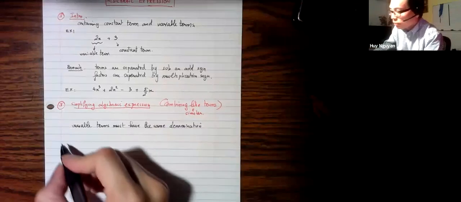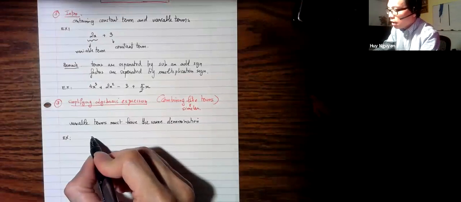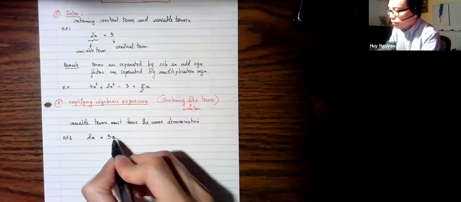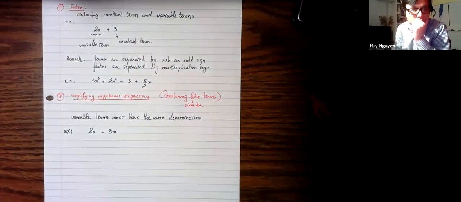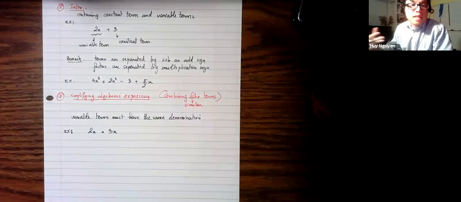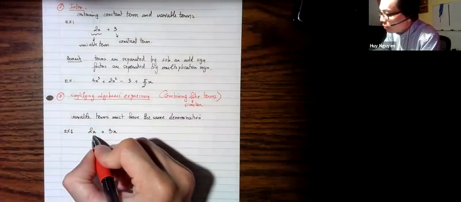For example, over here I have 2x plus 3x. I say that these two terms, because it's separated by an addition sign, so we have two terms here, are like terms. They are similar terms because they have the same denomination. What is denomination? It is whatever comes after the number.